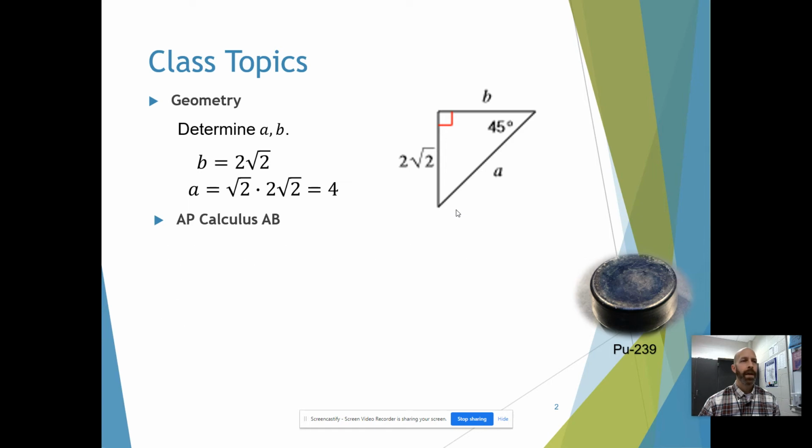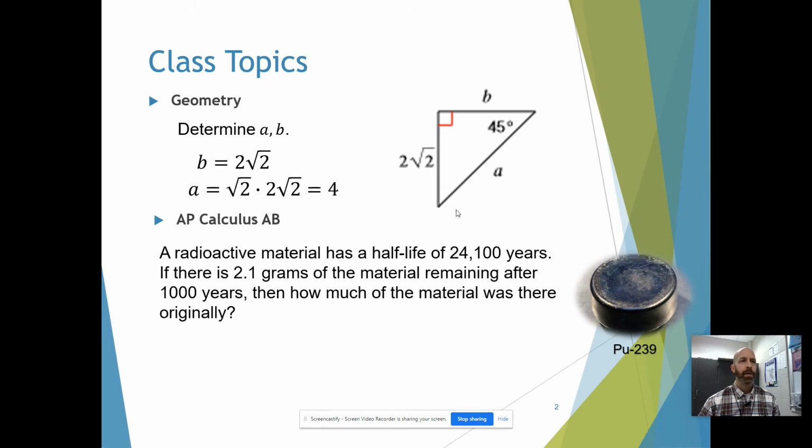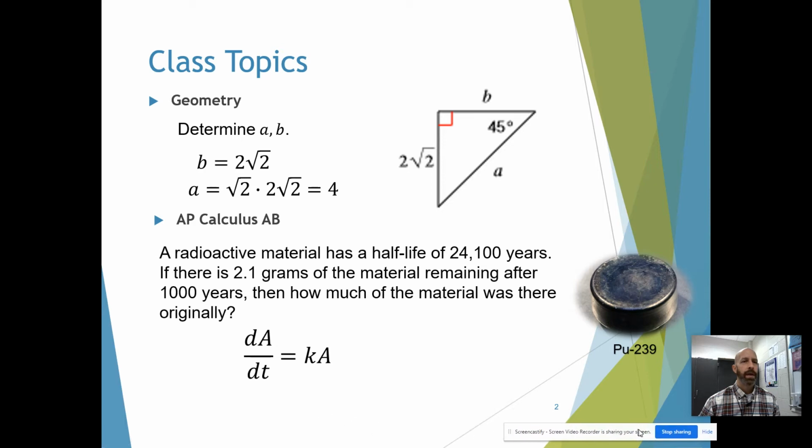In Calc AB, we are looking at exponential growth and decay. So here would be a potential problem. A radioactive material has a half-life of 24,100 years. If there are 2.1 grams of the material remaining after 1,000 years of decomposition or decay, then how much material was there originally?